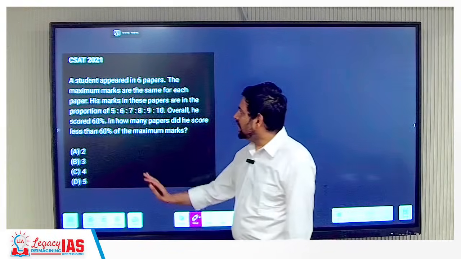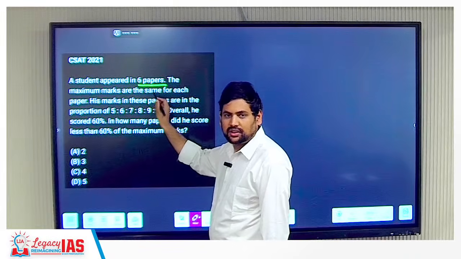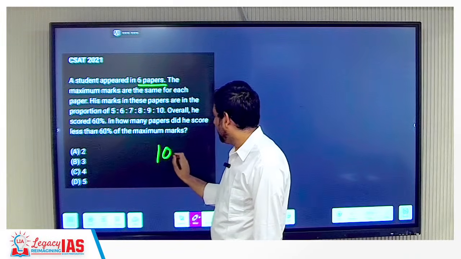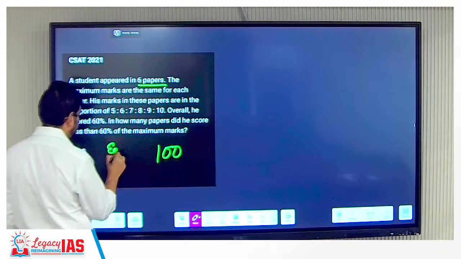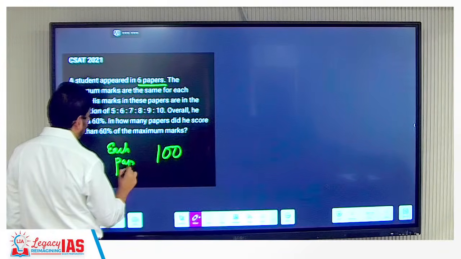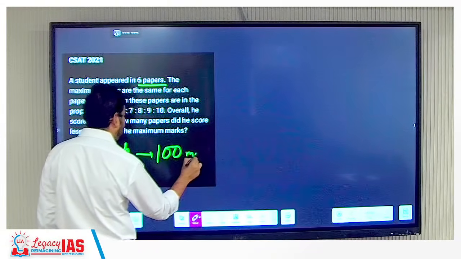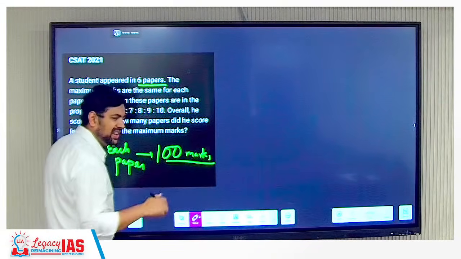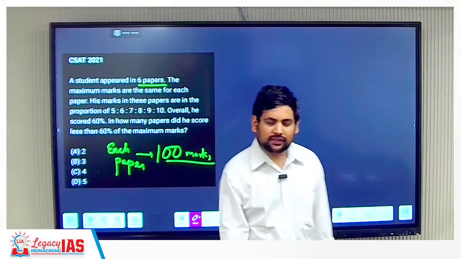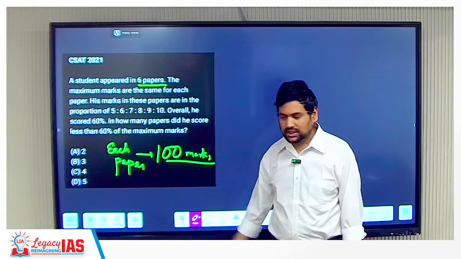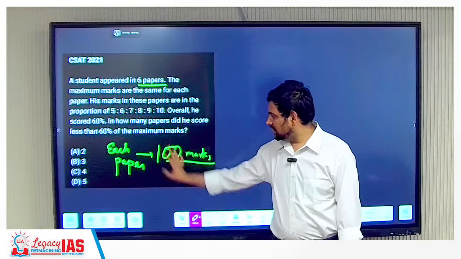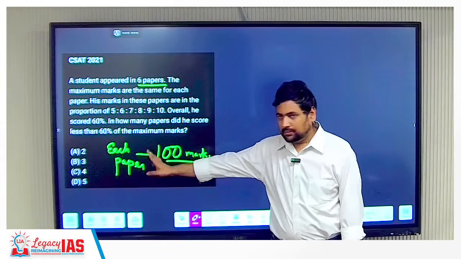Now, what you can do is, there are 6 papers, correct? This is like your 10th board exam only. So I assume that each paper is of 100 marks. Paper is of 100 marks means what? We have done this in the last class also. This means the maximum marks that can be obtained is 100 marks in each paper.